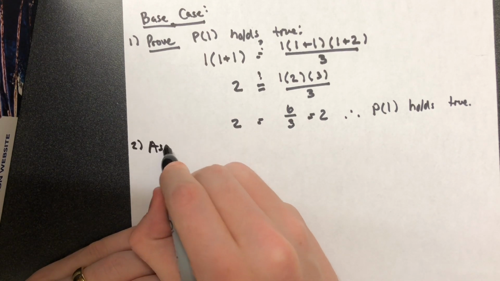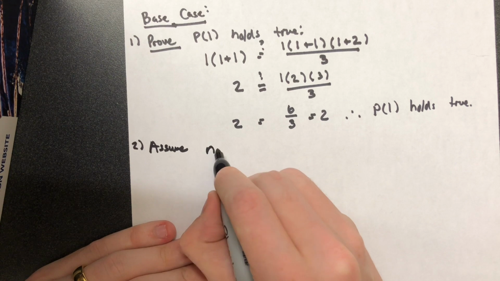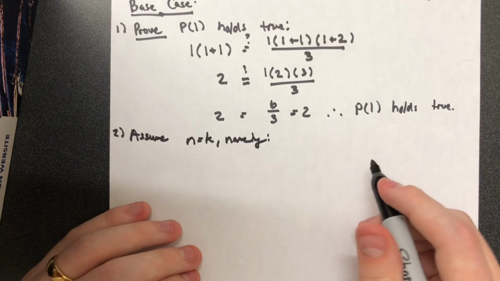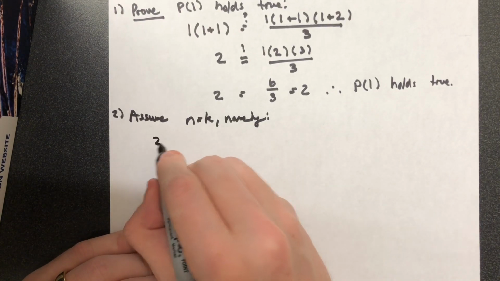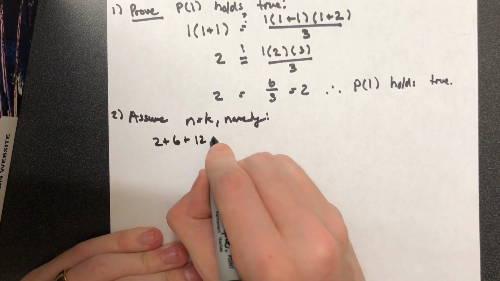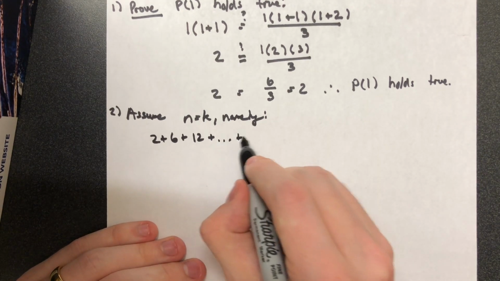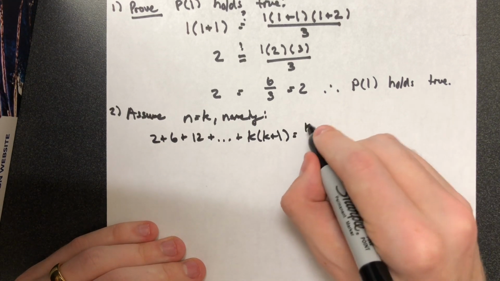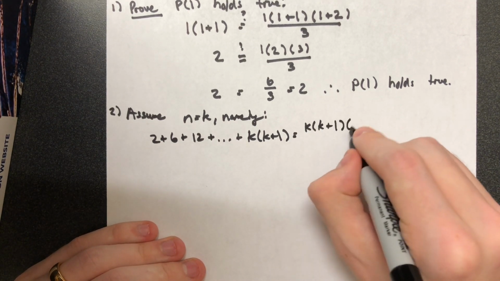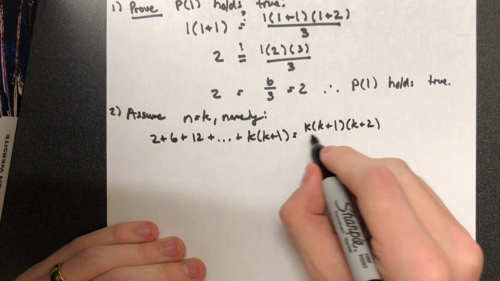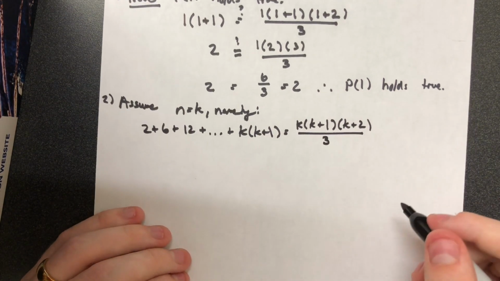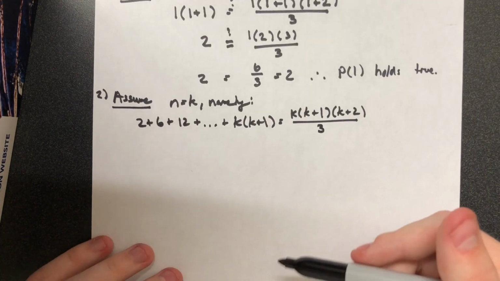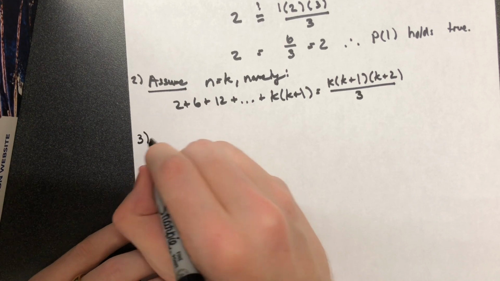You're going to assume that n equals k, namely, and this is where we rewrite the statement, 2 plus 6 plus 12 plus dot dot dot plus k times k plus 1 equals k times k plus 1 times k plus 2 over 3, and that's it for our assumption. We just replace n with k. Pretty simple.